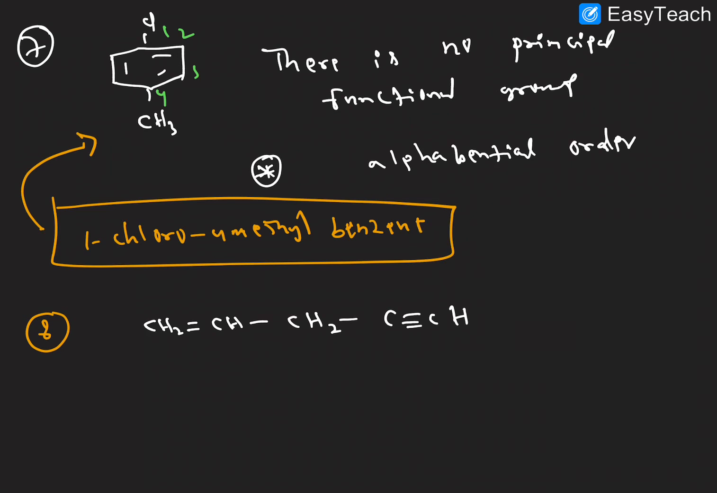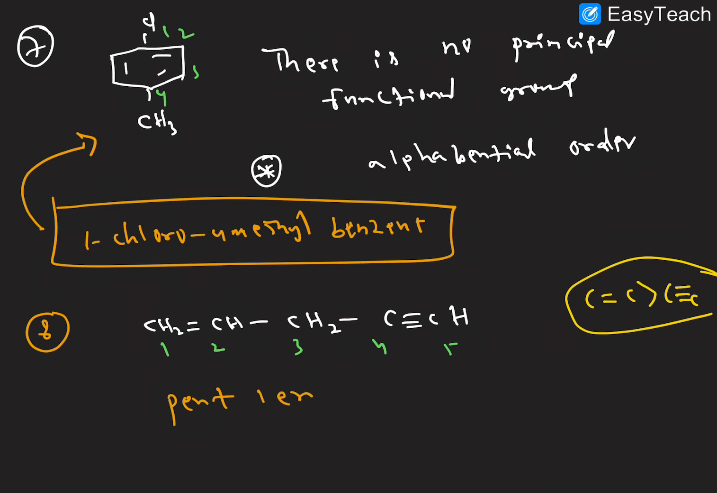This time, which side do we follow for the numbering? We already know that a C=C double bond has higher priority than a C≡C triple bond. So we give numbering from this side: 1, 2, 3, 4, 5. There are no functional groups and no substituents. How many carbons are there in the parent chain? 5 carbons, that is pent, and the place of the double bond is 1, so 1-ene.